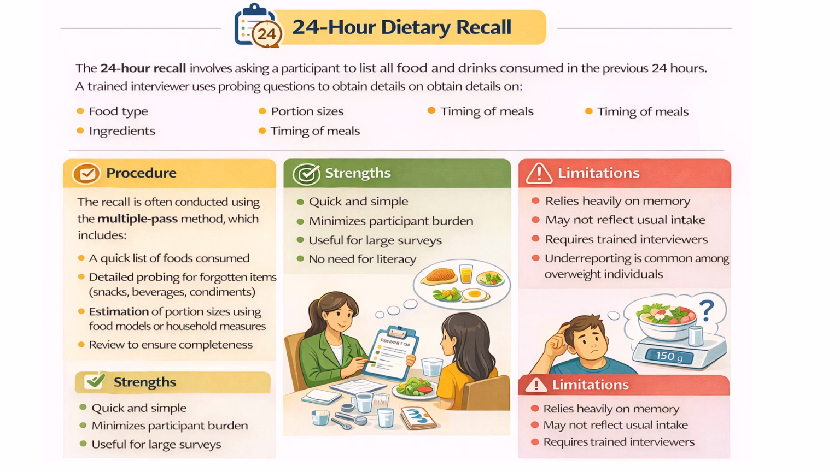You can use food models, you can use household measures. You could ask them, the bread you had as breakfast, how many slices of bread did you consume? What is the monetary value of the bread? Did you eat the full portion of the bread or did you share with a member of the household? Then you review to ensure completeness. The strength of this method is that it is quick and simple. It minimizes participant burden. The burden is mostly on the trained interviewer.